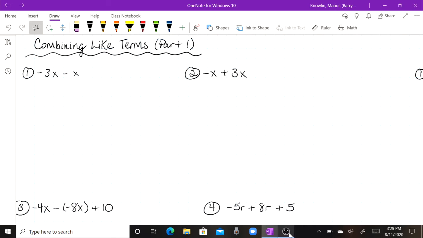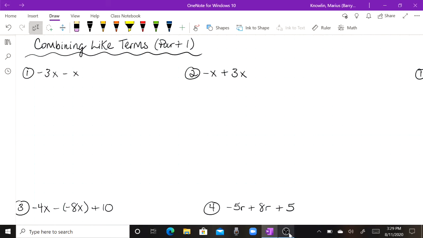This lesson will talk about combining like terms, and this is just part 1. There are 2 other parts, part 2 and part 3. Okay, so let's go ahead and jump into this one here. When combining like terms, you're either adding negatives or you're adding positives.